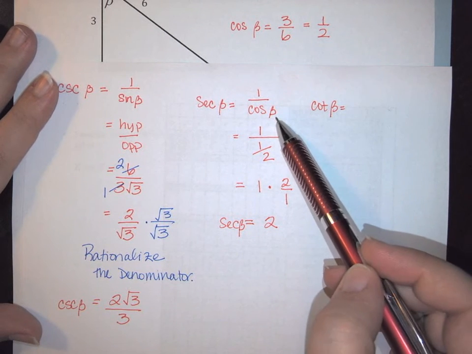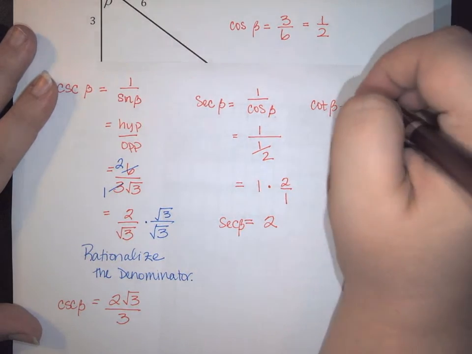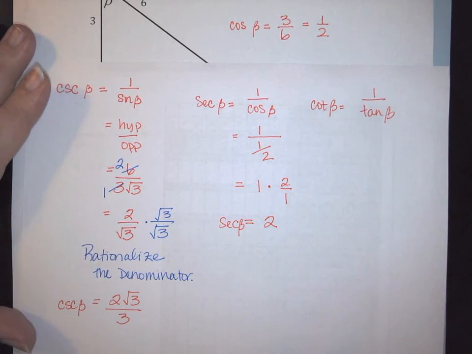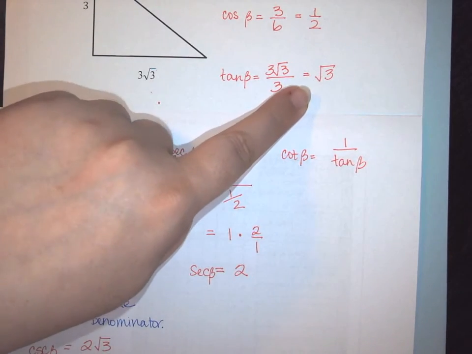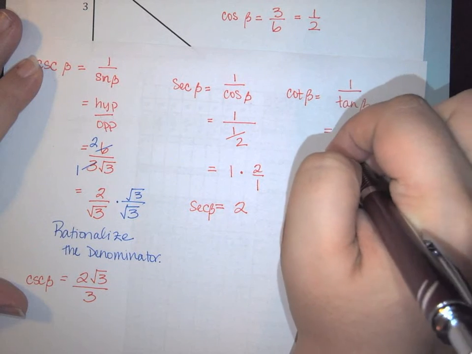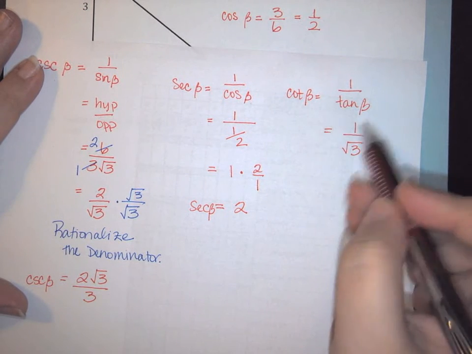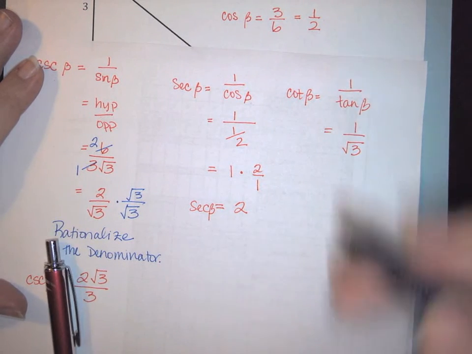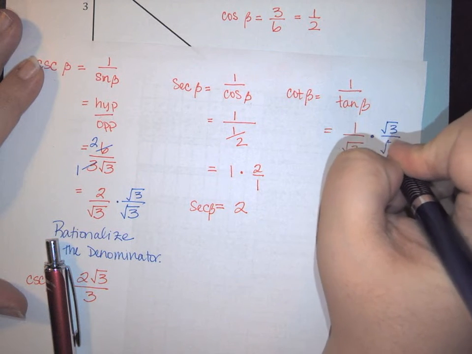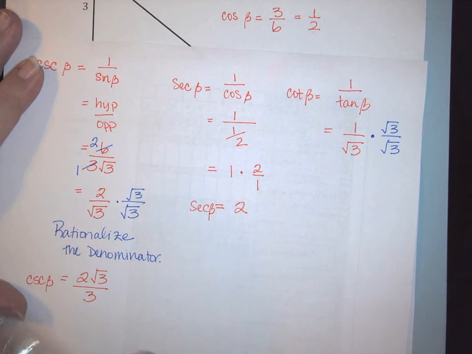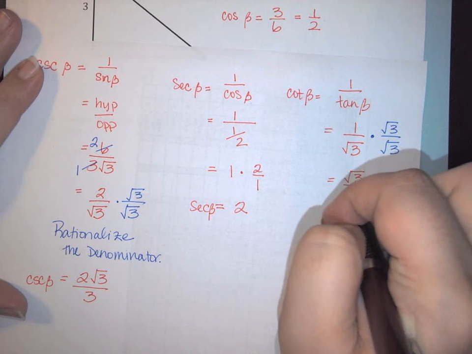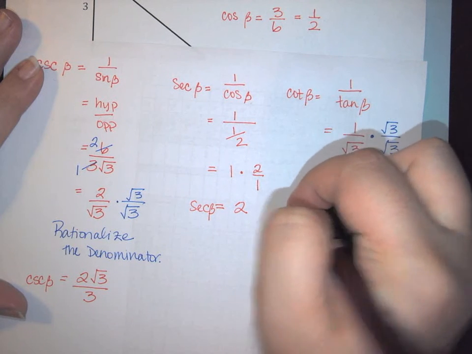Now let me show you this method one more time using my cotangent. So here this is going to be the same as 1 over the tangent of beta. And in our case, if you remember, the tangent was the square root of 3. So this is going to be the same as 1 over the square root of 3. We again have to rationalize. So rationalizing says I'm going to multiply the top and the bottom by the square root of 3. Straight across the top, straight across the bottom leaves me with the square root of 3 over 3 as my cotangent.